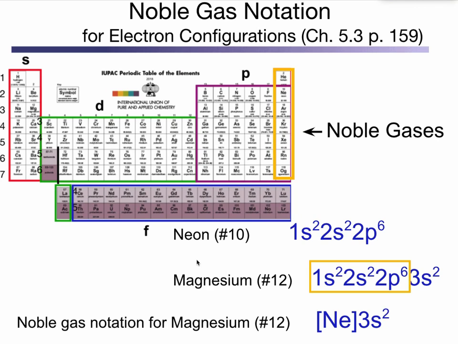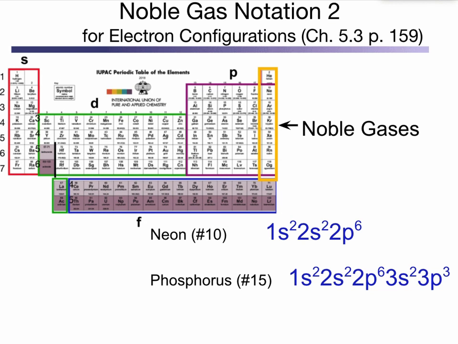So it's then neon, and you've got to use square brackets. You can't use parentheses. You put the symbol inside. That replaces the electron configuration for neon, and then it's 3s2. And that's all you've got to do. Let's take a look at another example.